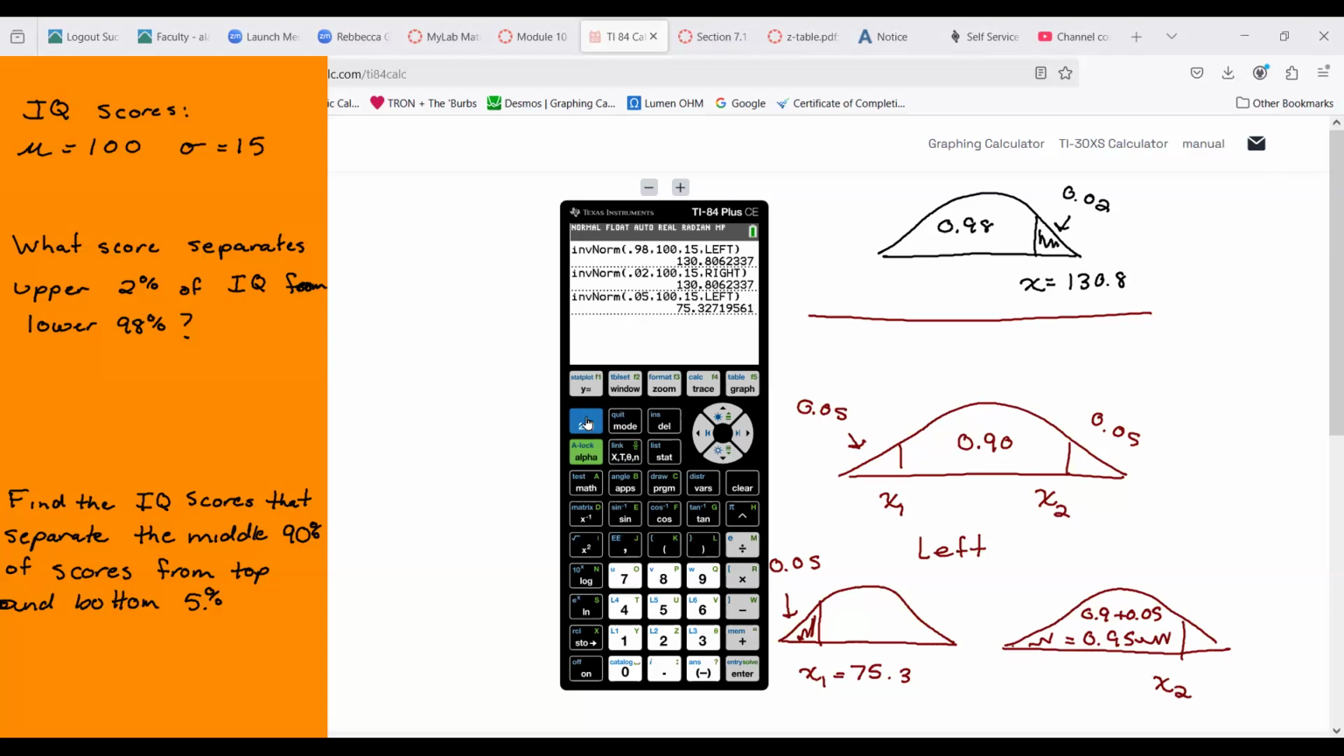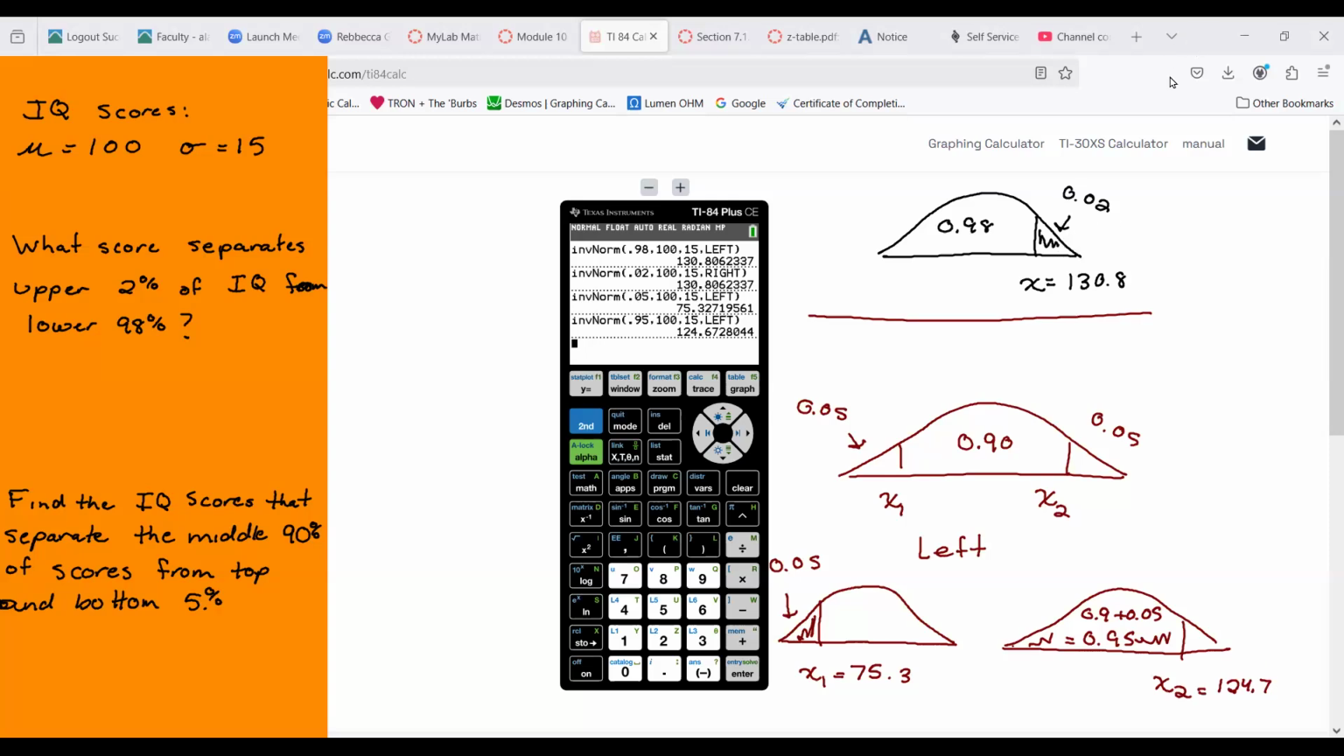If I want my x2, second bars, go to number 3. The area that is to the left of my z2 is going to be my 0.95. So like I said, all to the left. And once again, we're getting approximately 124.7.